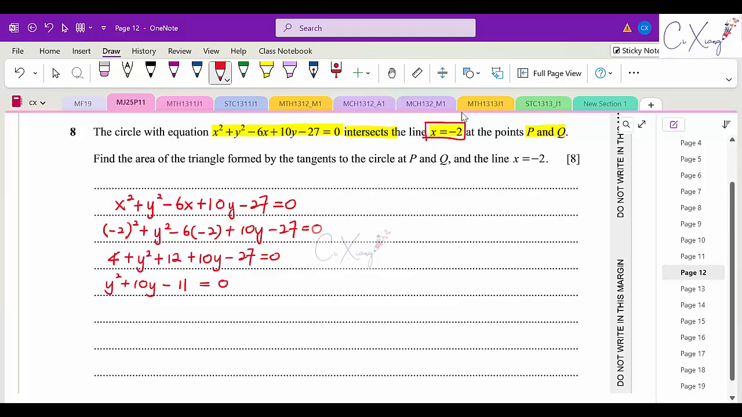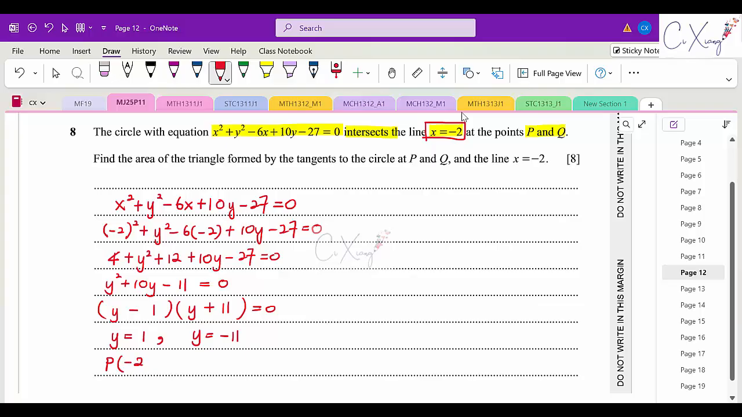It is a quadratic equation, right? And again, we try to solve it by factorizing. I'm having positive 11, then minus 1. The two values of y that I get are y equals 1 and also y equals negative 11. Okay, so which one you want to make P, which one you want to make Q, it is up to you.